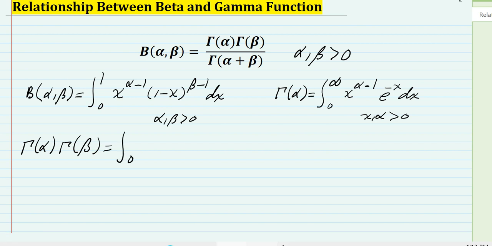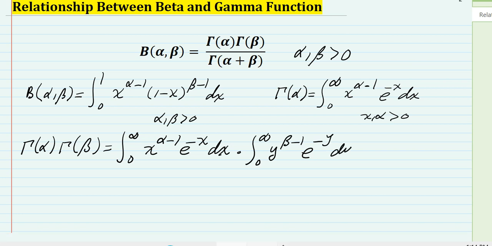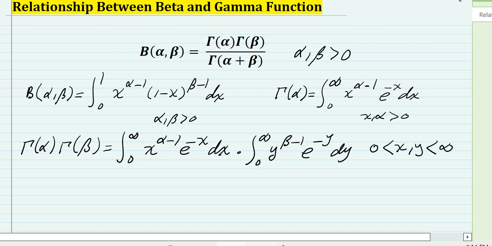Now gamma of alpha is by definition the integral from 0 to infinity of x to the alpha minus 1 e to negative x dx. And we're going to multiply it by gamma of beta, which is similarly written as the integral from 0 to infinity of y. We have to choose a different variable for gamma of beta because alpha and beta could be different. This is y to the beta minus 1 times e to negative y dy. For both of these, x and y, the domain is all positive values.